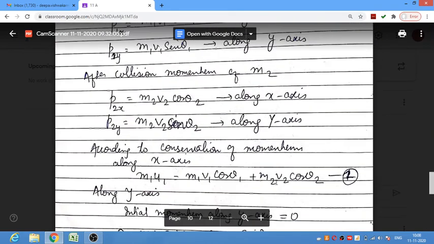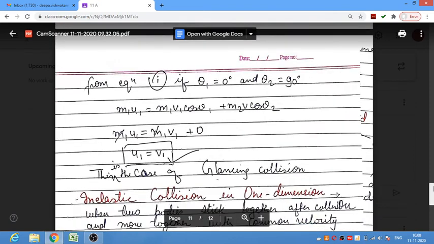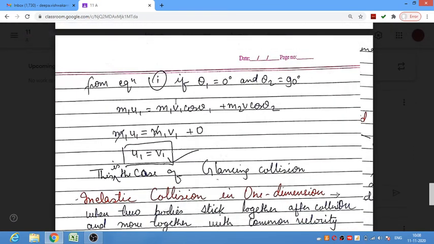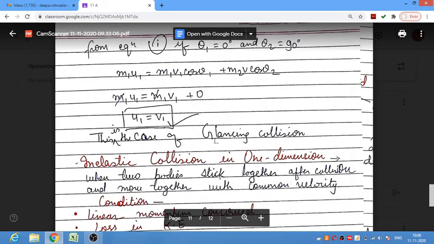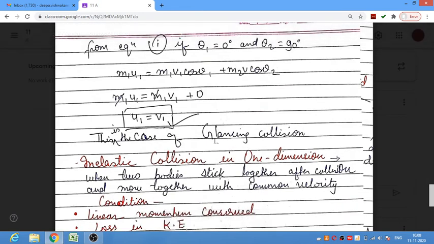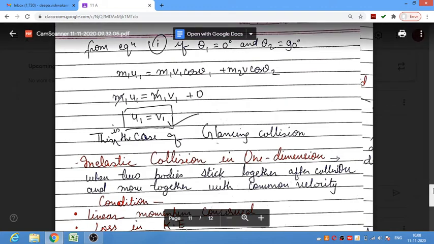Now by equation number 1, if theta 1 is equal to 0 and theta 2 is equal to 90 degrees, then we will have the initial velocity equal to the final velocity by putting in the values of theta 0 and 90 degrees. So this is the case of the glancing collision. Glancing collision means a slightly oblique collision when bodies move with an angle theta in 2 dimensions.